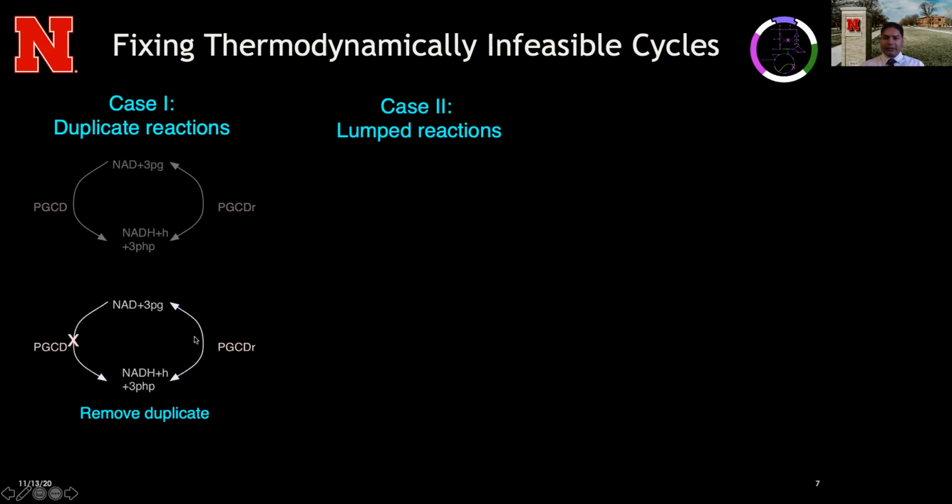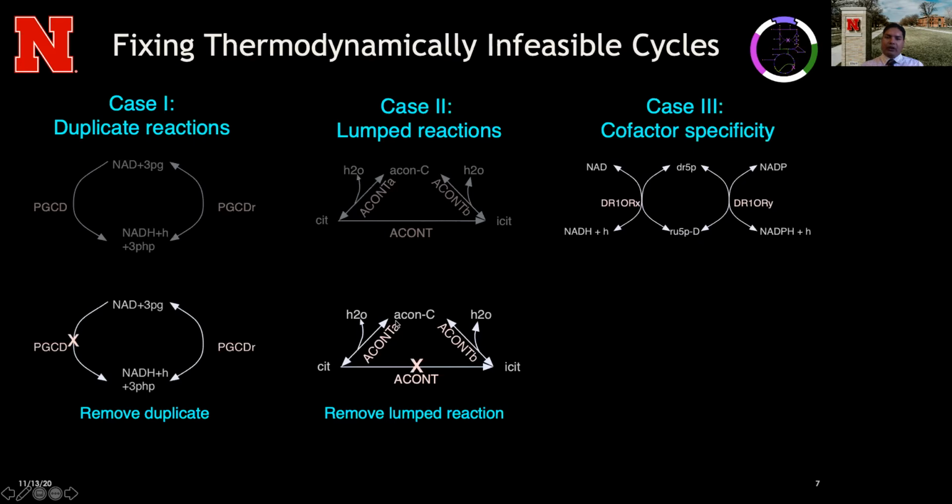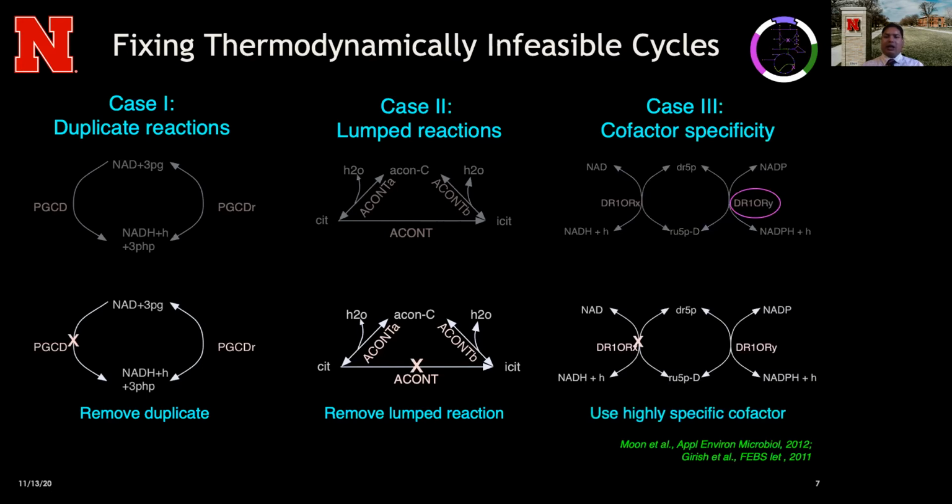The second case is the presence of lumped reactions in the model, where we have the same net metabolic conversion but eliminating the intermediate steps. In this case, we just eliminate the lumped step and that breaks the cycle. Another case can appear when there are the same metabolic conversions with different cofactors like this. If we had cofactor specific information, which we have for this case, then we can eliminate the other reaction and keep the highly specific one. These are the different ways we can fix thermodynamically infeasible cycles.